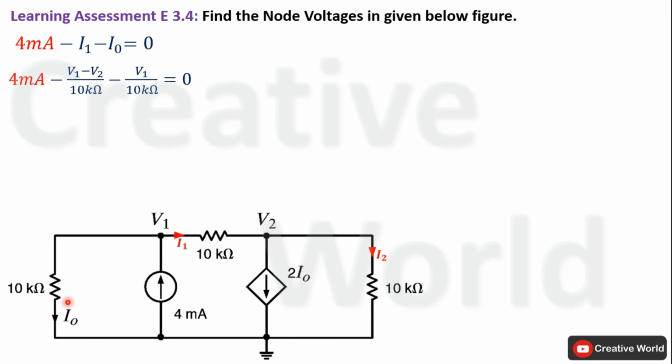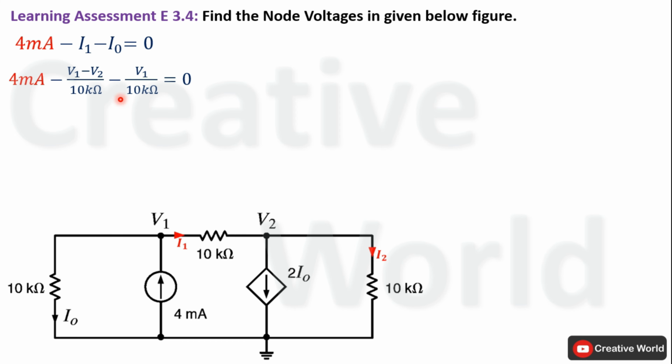Similarly, current I0 will be equal to the voltage across this 10 kilo ohm resistance, that is V1, divided by the value of resistance. So the current I0 equation will be V1 divided by 10 kilo ohm. Now we will simplify this equation.